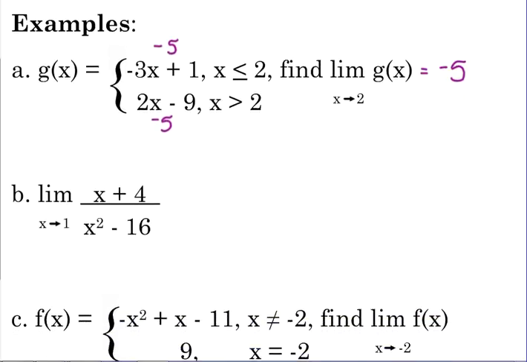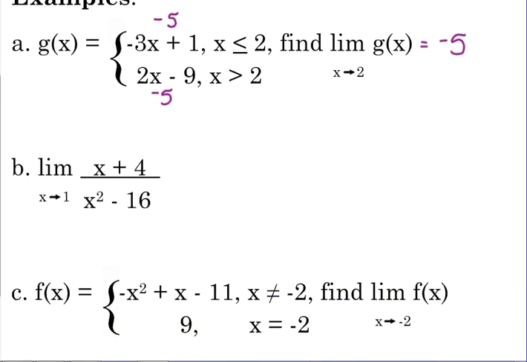Okay, let's look at B. We have a rational function here. We know that rational functions can have issues with poles. They can have issues with vertical asymptotes. What about when we plug in 1 here? Is there an issue? The top is not equal to 0. The bottom is not equal to 0, so it looks like we're okay. We get 5 over negative 15, that's negative 1/3.